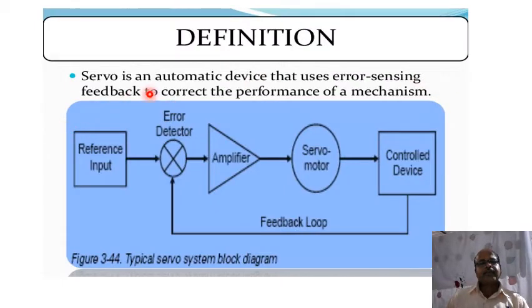Another definition: servo is an automatic device that uses error sensing feedback to correct the performance of a mechanism. This is another good definition. Automatic device that uses error sensing feedback. So this is an error sensing feedback. Again, block diagram. N number of diagrams, you can draw any diagram, but the parameters are the same. Reference input, error detector, comparator, you can give any name, that is an error detector or comparator, given to amplifier, servo motor, and control device is there.